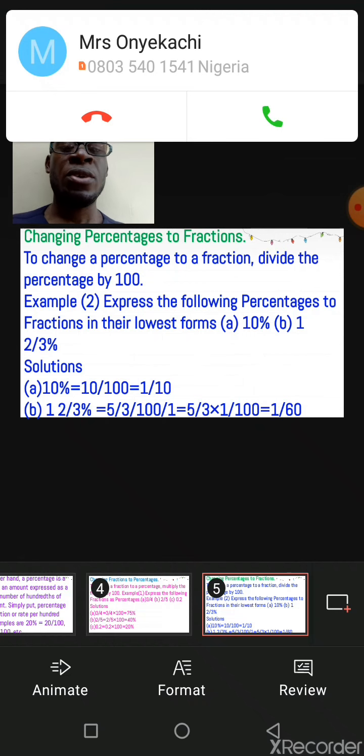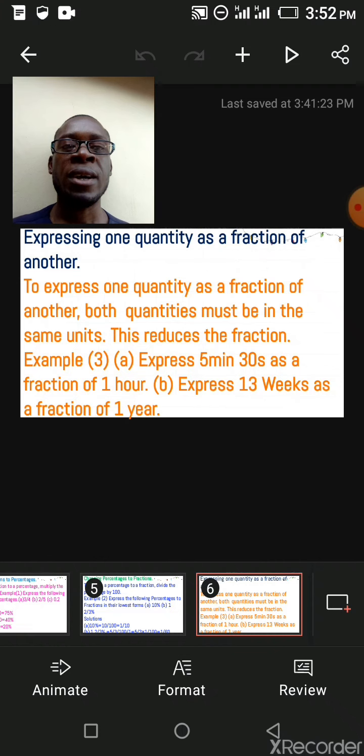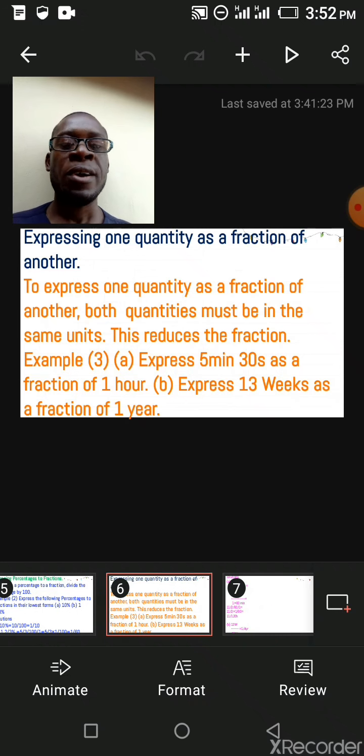The next is expressing one quantity as a fraction of another. To express one quantity as a fraction of another, both quantities must be in the same units. This reduces the fraction. It makes the fraction come to the lowest form. Example 3. A. Express 5 minutes 30 seconds as a fraction of 1 hour. B. Express 13 weeks as a fraction of 1 year.